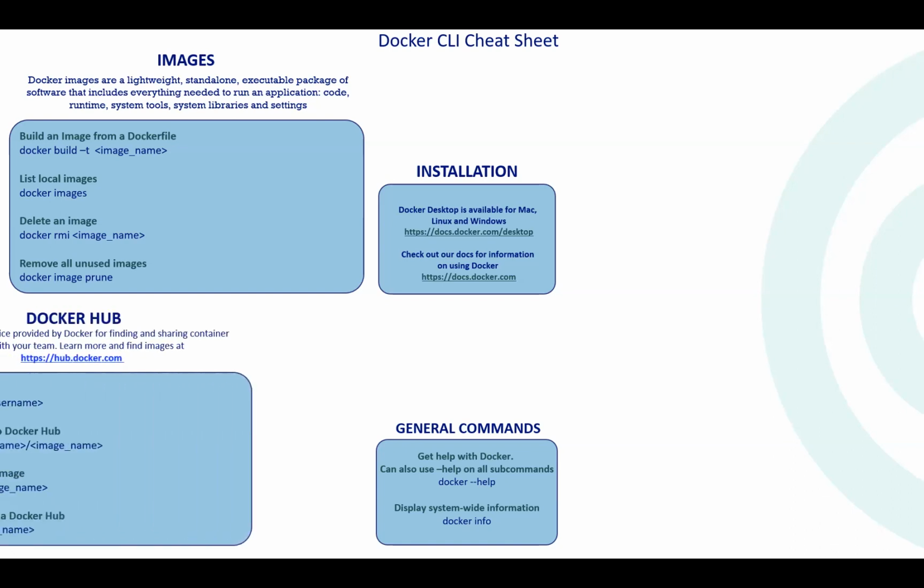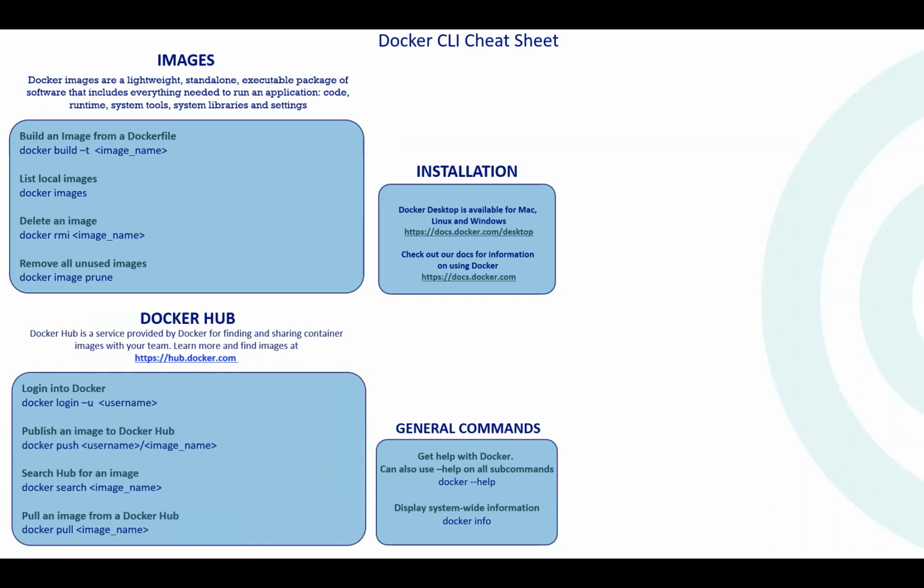Next one is related to Docker Hub. Docker Hub is a service provided by Docker for sharing and saving your images. In order to use it, you need to log in using docker login with your username. Then, in order to publish or save your image, you use docker push. If you want to look for an image, you use docker search. And finally, to download the image that you need, it's docker pull.